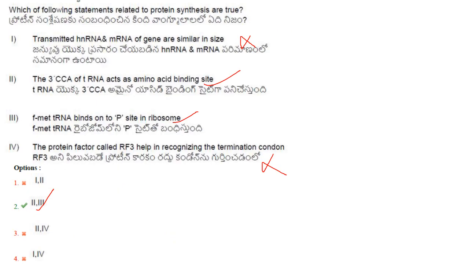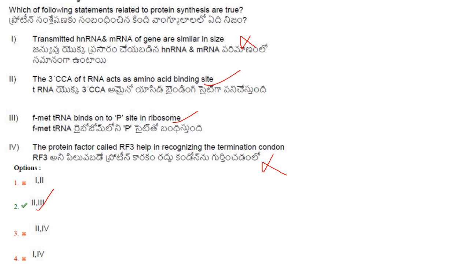Which of the following statements related to protein synthesis are true? Transcribed hnRNA and mRNA of genes are similar in size. So heterogeneous nuclear RNA is called precursor mRNA, and it is an immature single-stranded RNA, and it has introns, and once introns are removed, you get mature mRNA. So hnRNA and mRNA cannot be similar in size because hnRNA has introns, whereas mRNAs do not have introns. So first statement is not correct.